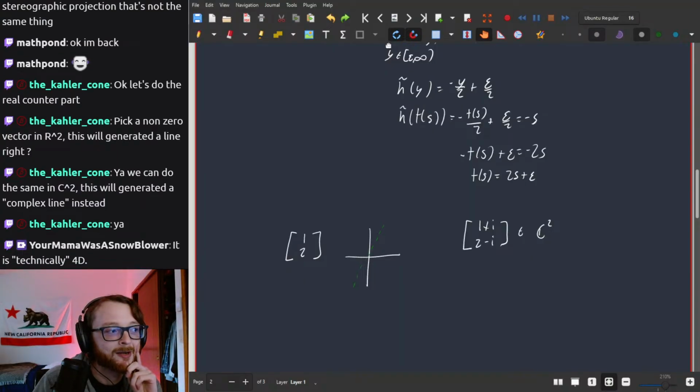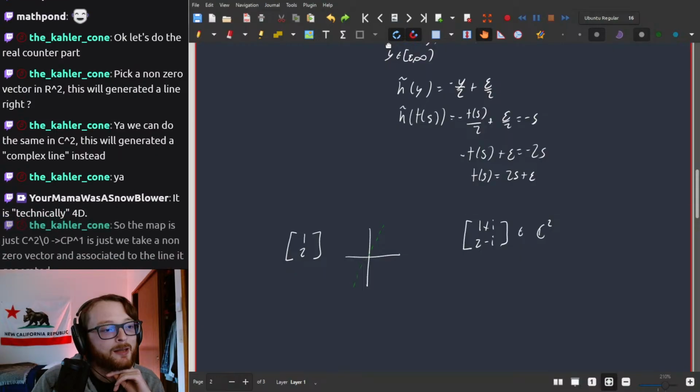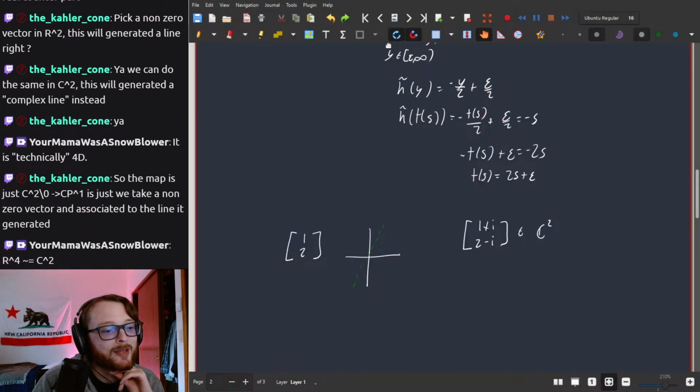It is technically 4D? Okay. You have a non-zero element of C2, you can look at its span, and this will give you a complex line. Okay, yes, that makes more sense now. The map C2 without 0 to CP1. So we take a non-zero vector, associate it to the line it generated. Okay.